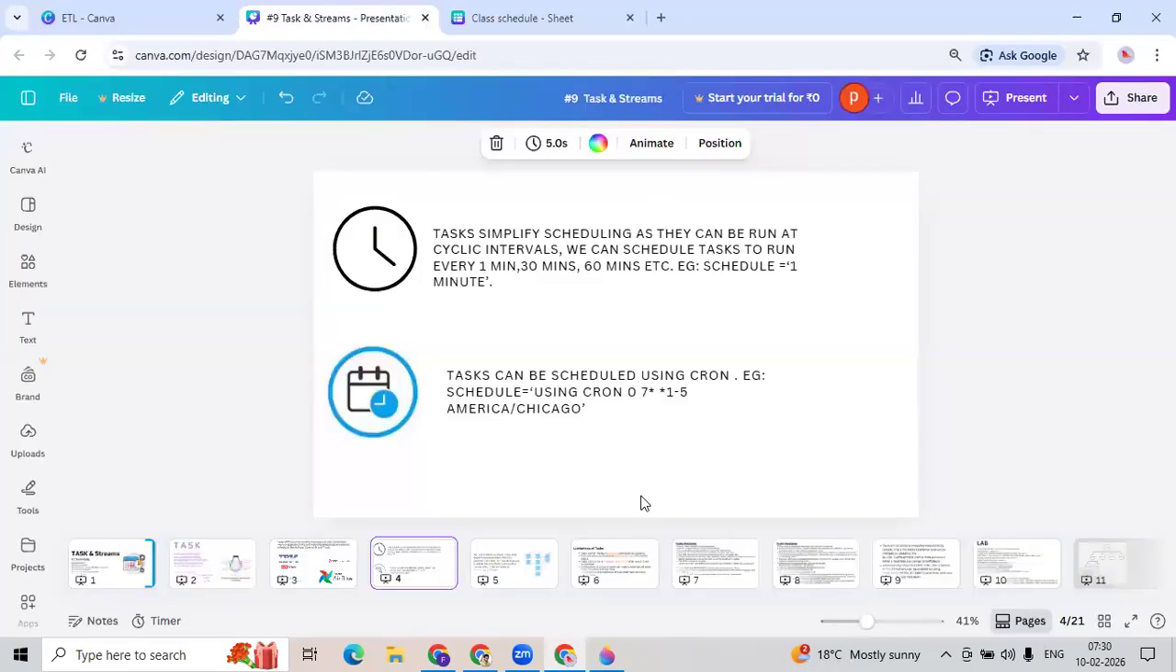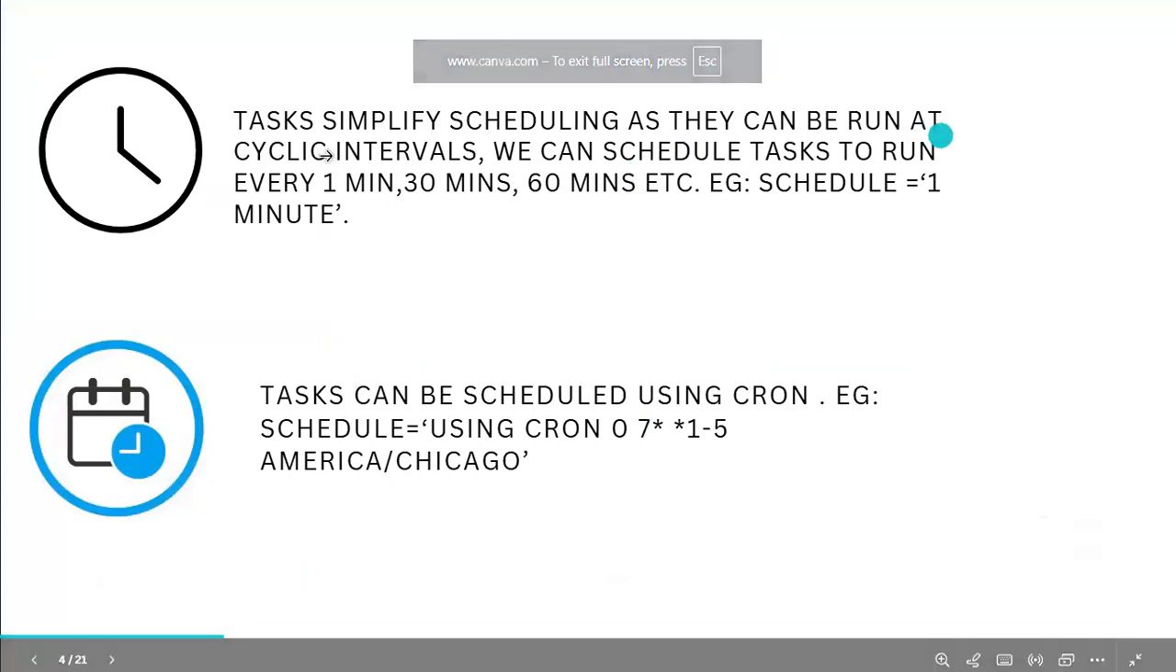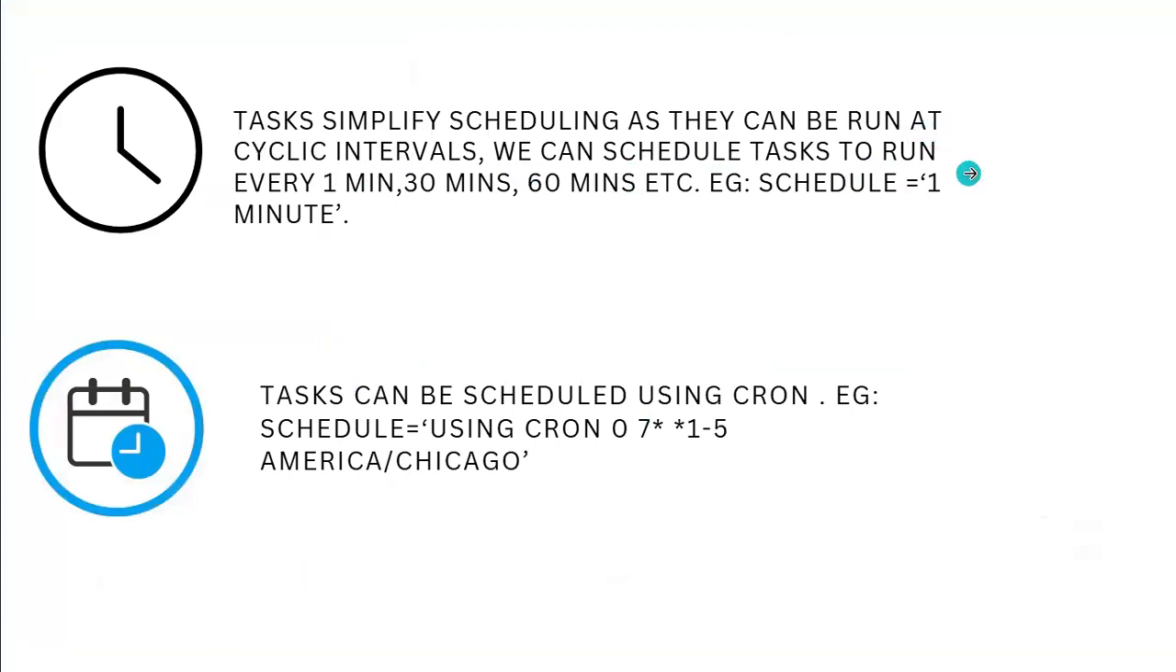Coming back to our Snowflake task. Tasks simplify scheduling as they can run at cycle intervals. We can schedule tasks to run every 1 minute, 30 minutes, 60 minutes, etc.